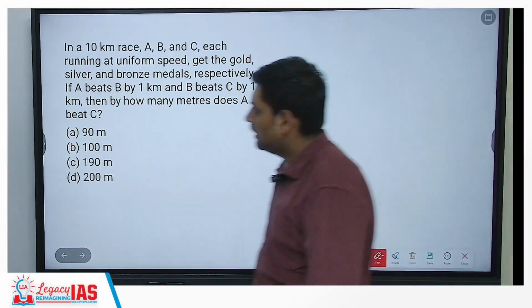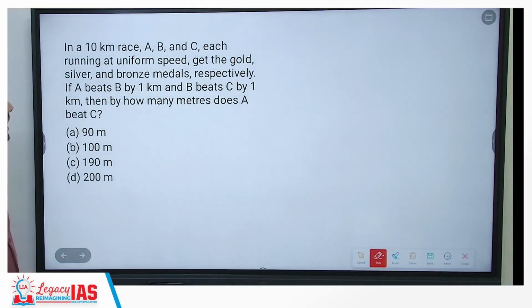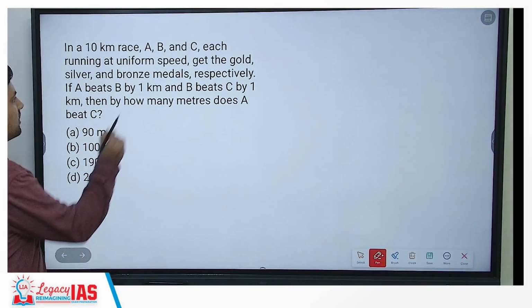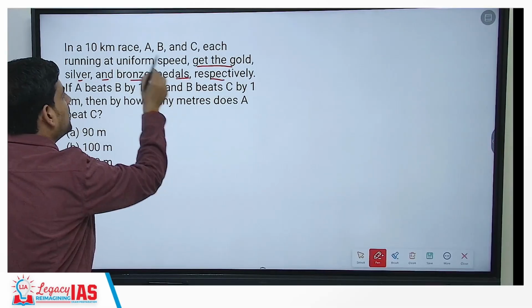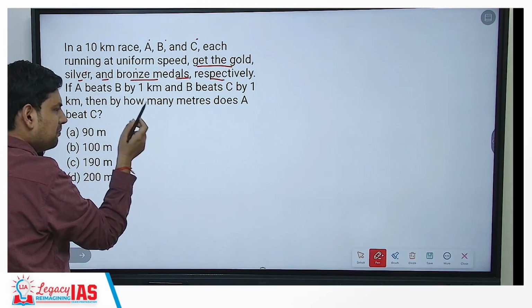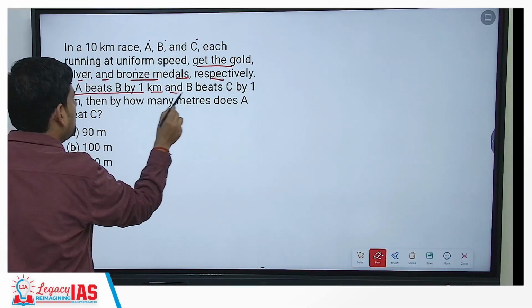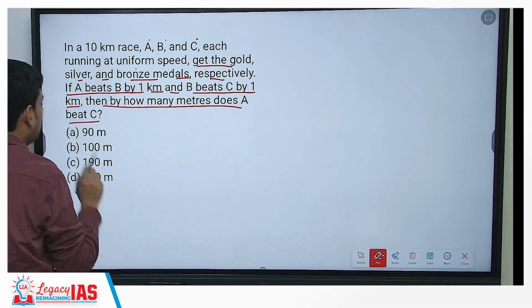Now see this. In a 10-kilometer race, A, B, and C are competing, each running at uniform speed, and they get the gold, silver, and bronze medals respectively. That means A won gold, B won silver, and C won bronze. C came third. If A beats B by 1 kilometer and B beats C by 1 kilometer, then how many meters does A beat C by?